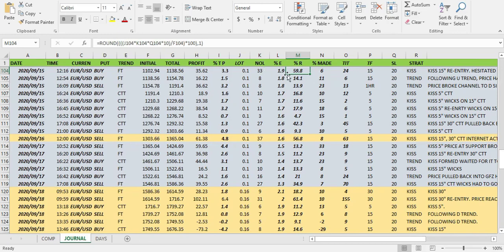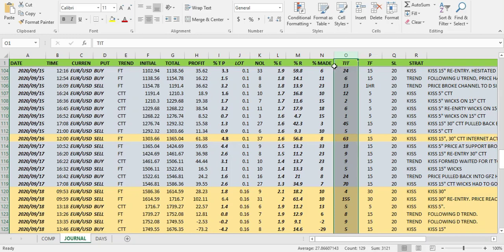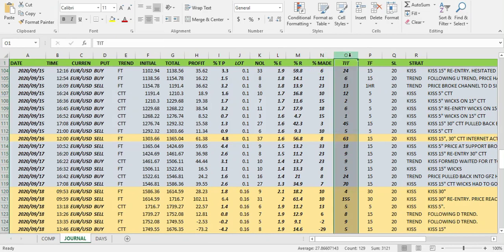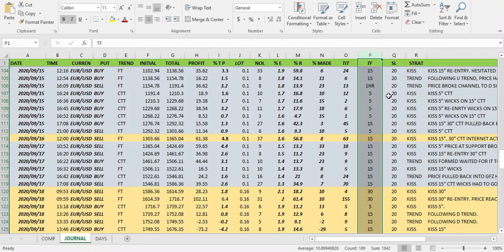Then the other thing is the percentage made, then the time in the trade that I was in. The percentage made, I rounded it up; it is the ratio of how much I risked to how much I made, so to say. Then the time in the trade is how long I was in the trade, and the time frame that I was trading, the time frame when I entered the trade.